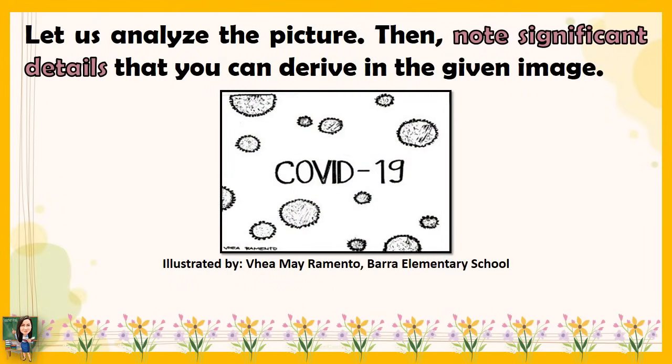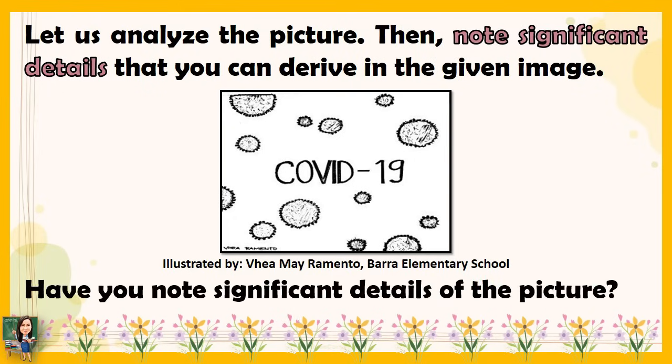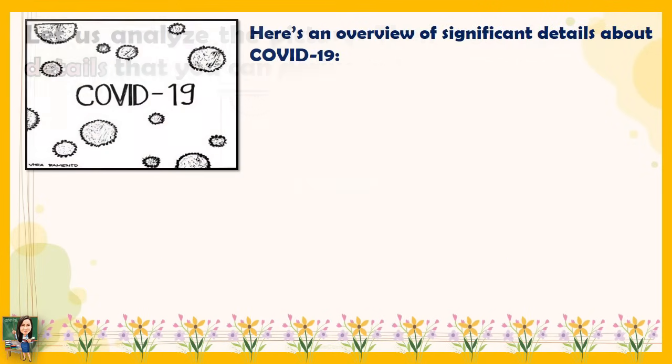Let us analyze the picture, then note significant details that you can derive from the given image. This image is illustrated by Vea May Ramento of Barra Elementary School. Analyze the picture. Question: have you noted significant details of the picture? Here's an overview of significant details about COVID-19.